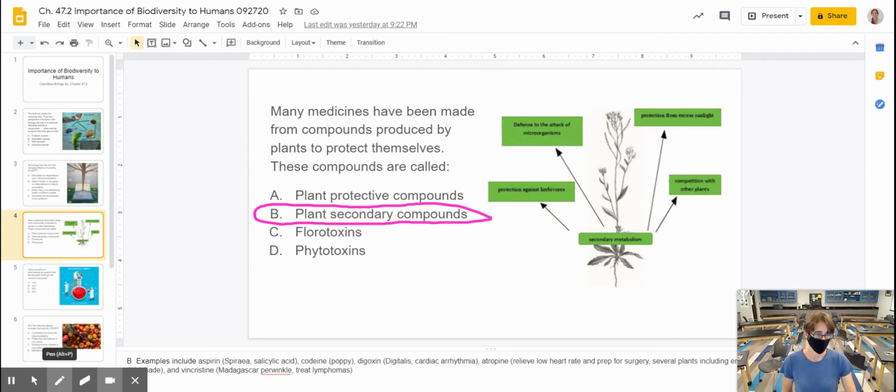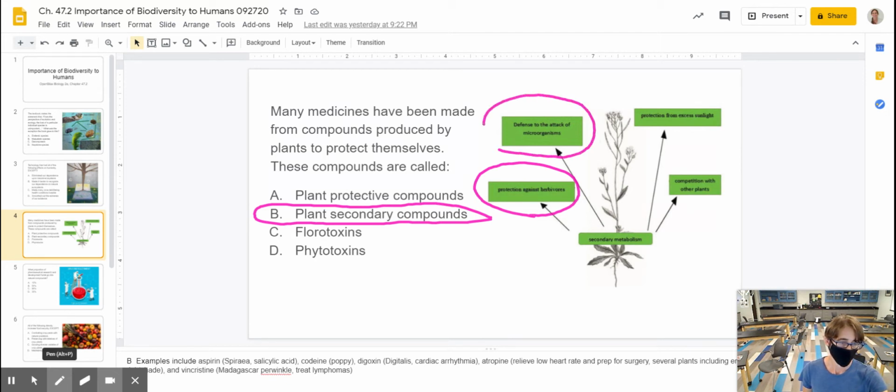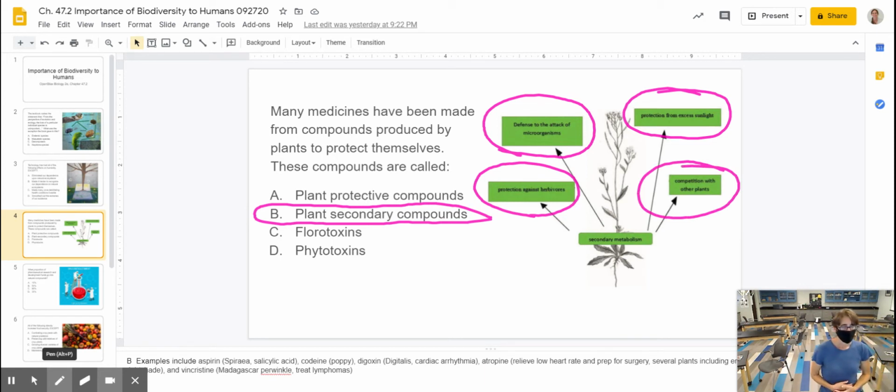And here are some examples in this picture. For instance, the secondary compounds might protect against herbivores, make the plant not taste good so that it doesn't get eaten as much. They might help defend against the attack of microorganisms, like fungus that might attack the leaves. They might protect them from excess sunlight, sort of like the melanin in our skin, or help them with competition with other plants. So those are some of the functions that the plants are producing these secondary compounds for, but it turns out some of them are very valuable and can be used for medical purposes for humans as well.